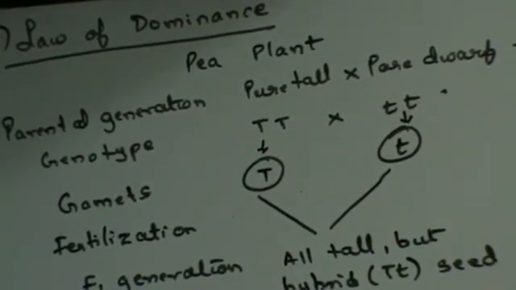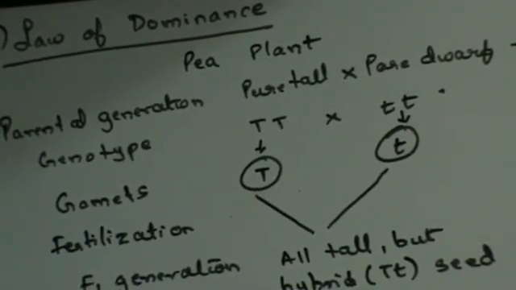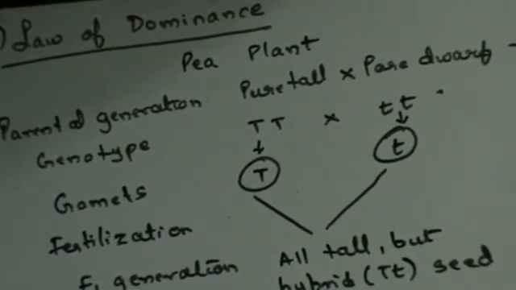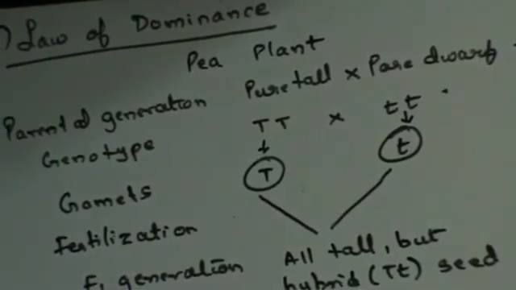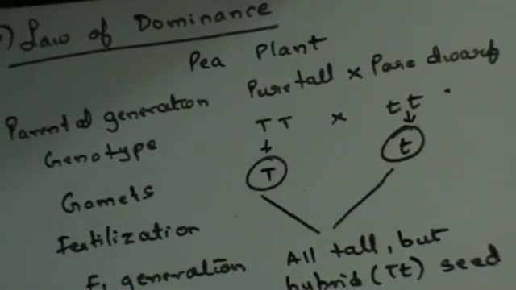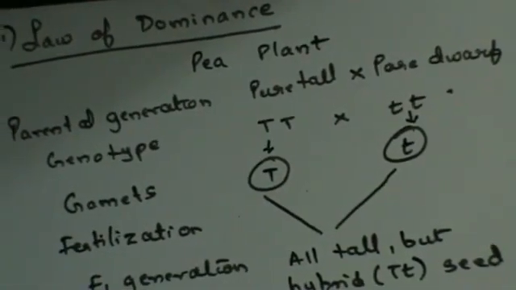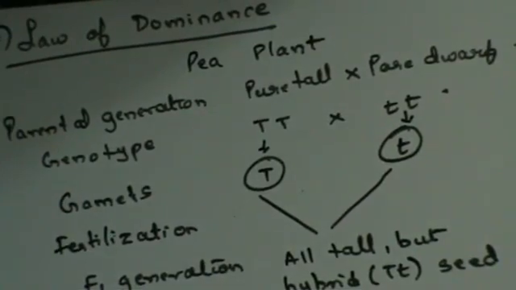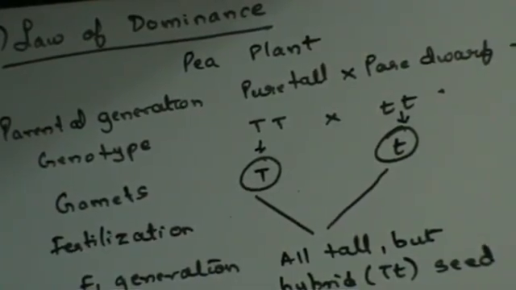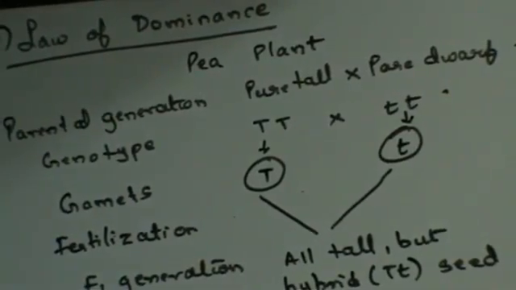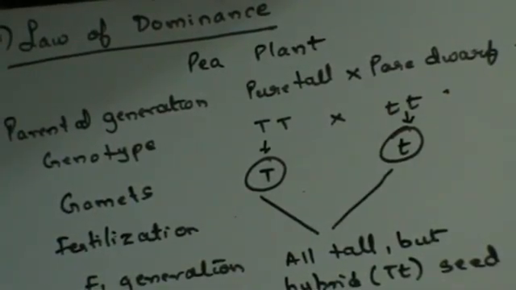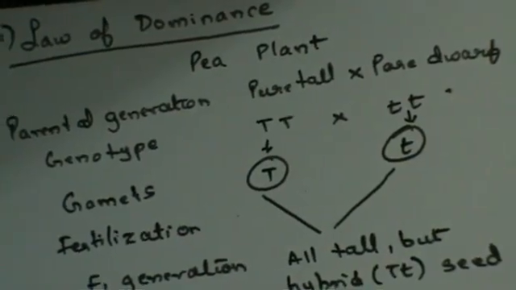So the law of dominance says that whenever there is a cross between a pure pair of contrasting characters, only one character will appear in the F1 generation phenotype. The character that appears in the F1 generation phenotype is going to be the dominant character and the other character is going to be the recessive character. Fine, do we get this thing clear? Can you just write this down?